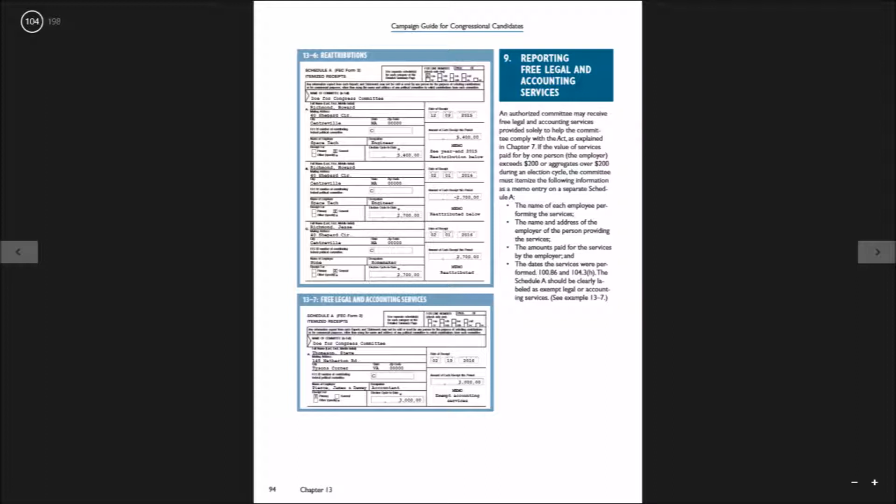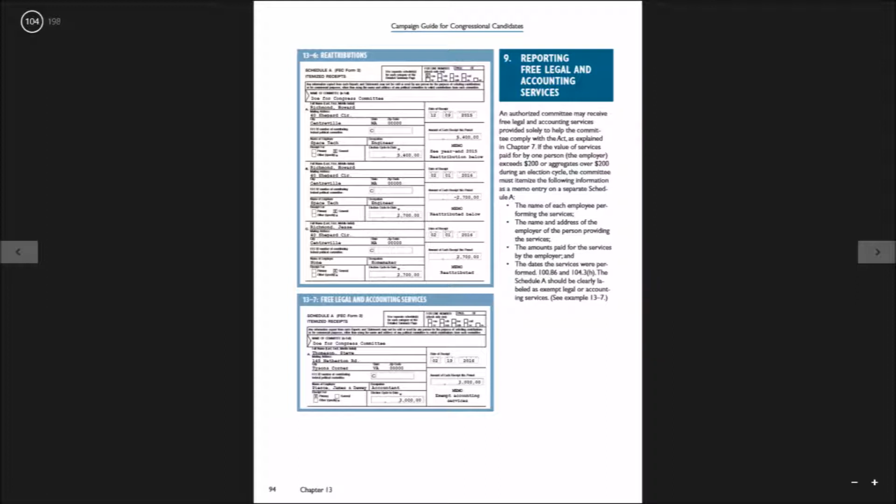There's another big picture here. It's reattributions, free legal and accounting services. These are good little things to look at. You also will just have to fill out these forms.